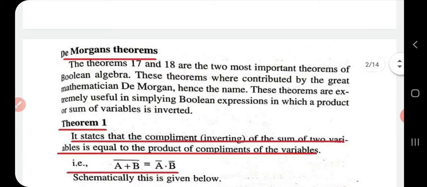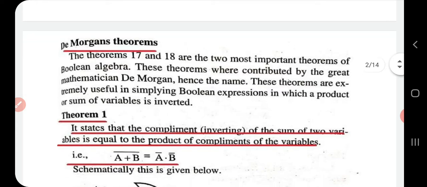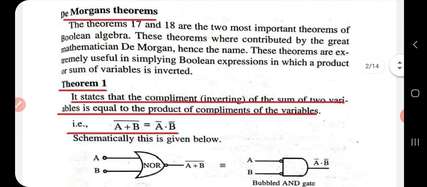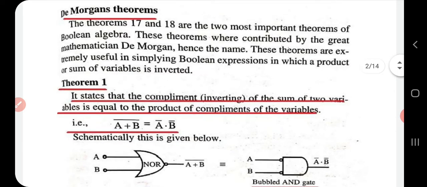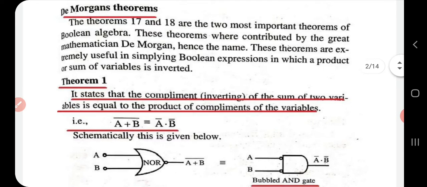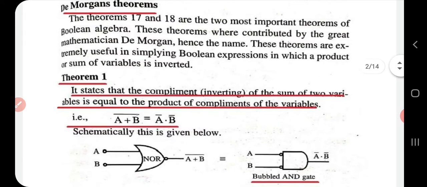Now, this De Morgan's theorem has two statements, and it is one of the most important sessions of this module. So this De Morgan's theorem, its statement, the mathematical expression, its proof, everything you have to study very well. This theorem was proposed by a mathematician called De Morgan, and that's why the name was given. These statements will be very helpful for you to solve some Boolean expressions, which we will see today.